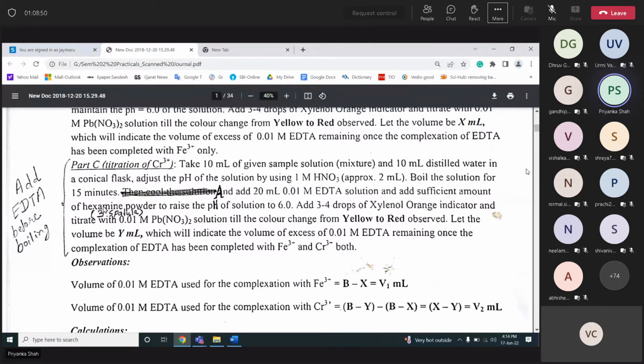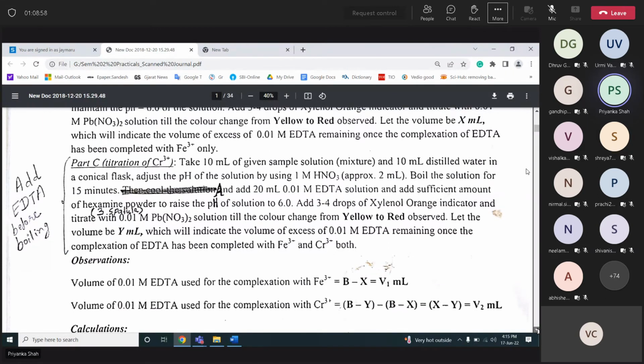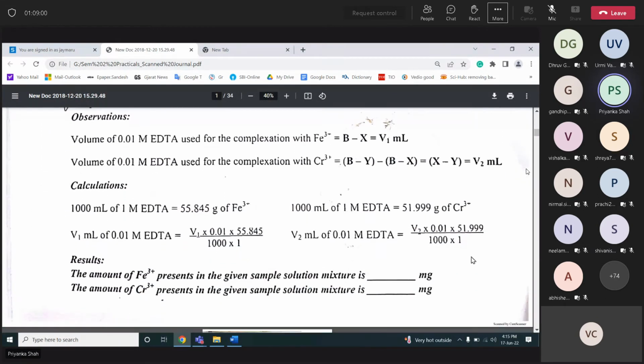And then you will add hexamine to maintain pH and then 3-4 drops of indicator solution, and then again the color change will be yellow to red. So now the observation. Here you have taken the blank. So you will do blank minus X, and that will be V1, okay, for iron. And for chromium, why B minus Y minus B minus X is equals to X minus Y.